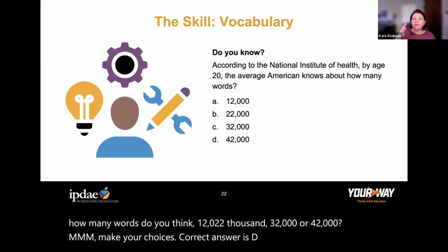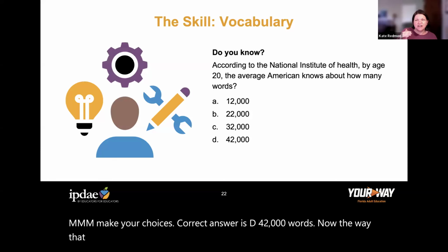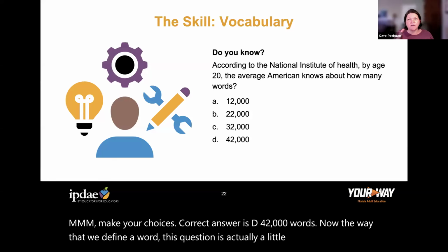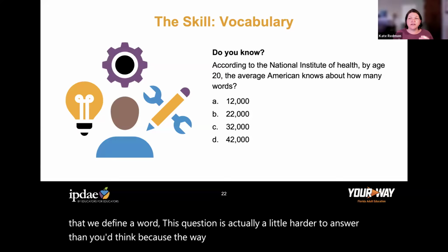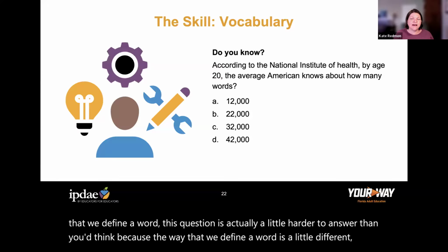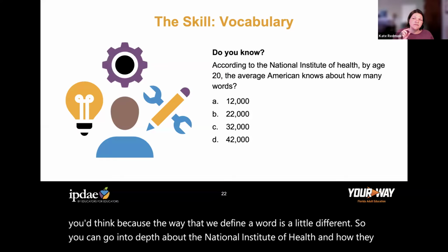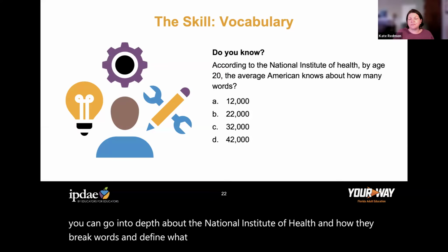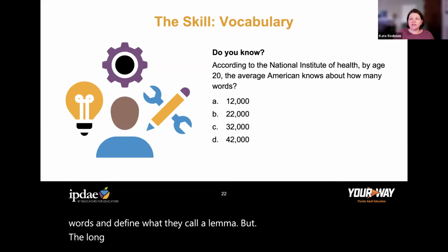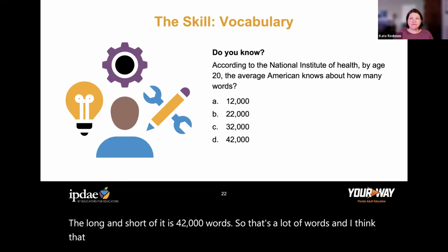Now, this question is actually a little harder to answer than you'd think, because the way that we define a word is a little different. You can go into depth about the National Institute of Health and how they define what they call a lemma. But the long and short of it is 42,000 words. So that's a lot of words. And I think that that's the average, but some of our students come in below that.